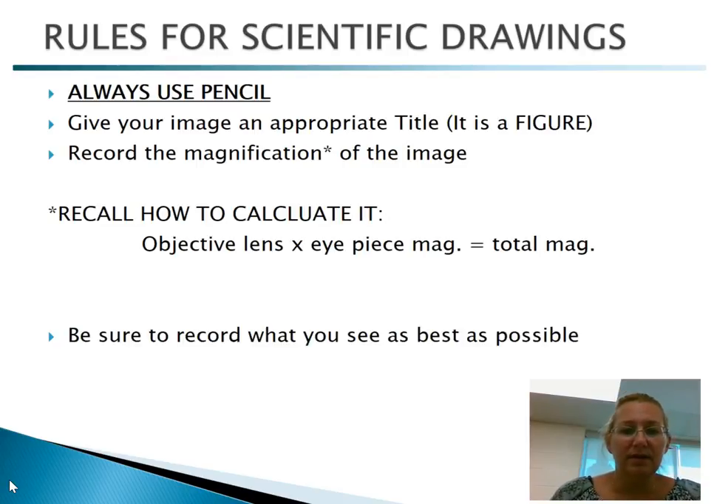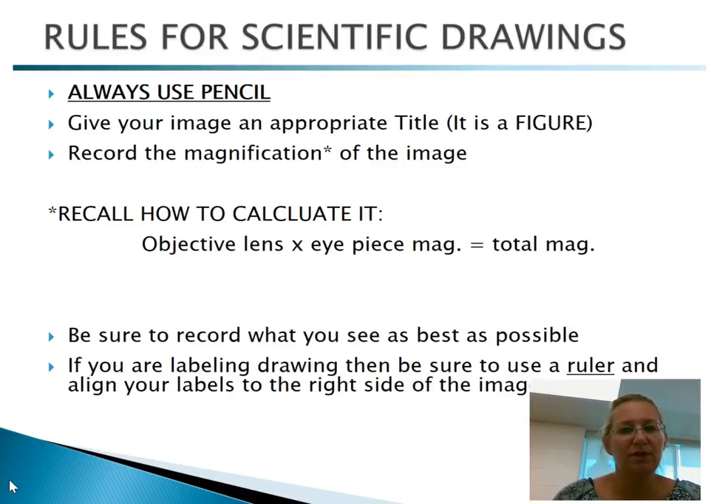And last but not least, when you are actually drawing your image, try to draw it as best as possible. Try to line things up where they are in the microscope on your drawing. Try to have the approximate size. And if you are putting labels on, remember to use a ruler and align your labels to the right side of the image. So always leave room on the right side because that's where you're going to be putting most of your labels. Okay, that's it.